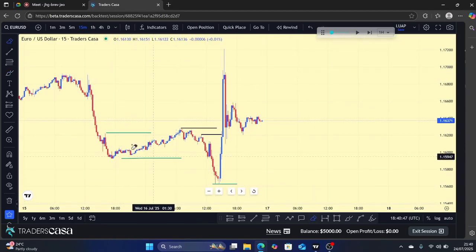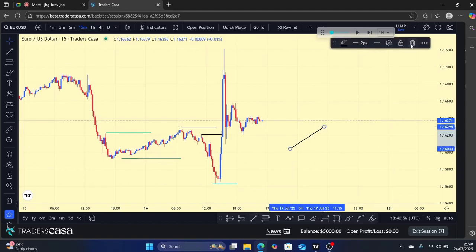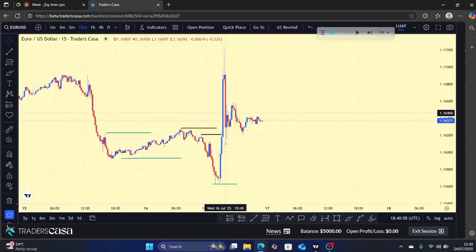So you can clearly see inducement is taken out, break of structure. This one is a change of character. In fact, it's seen clearly on the 15-minute. So you can clearly see on this range, which was created with these long bullish candles.